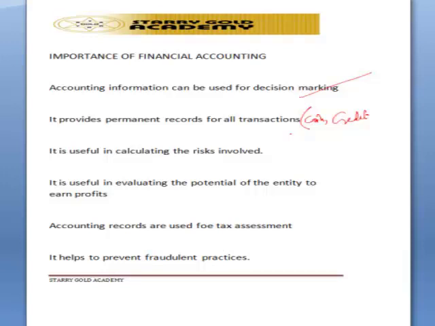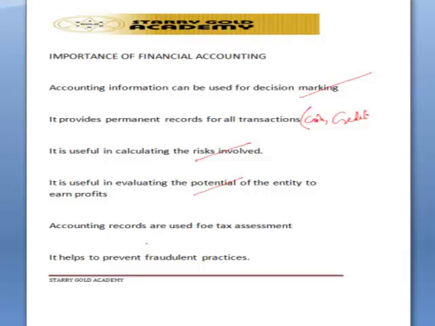So financial information of financial accounting is necessary. One of the significances of financial accounting information is that it is significant for calculating risk involvement in financial decisions. Another importance is that it is useful in evaluating the potential of the entity to earn profit. That is for profit forecasting.